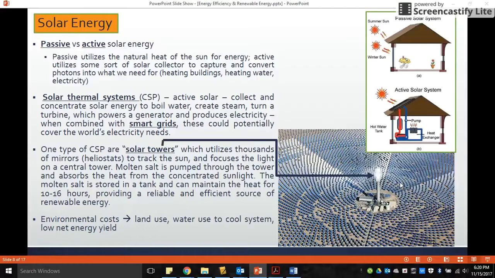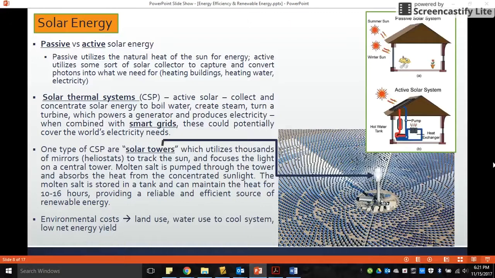Another type of CSP are these solar towers right here. So this is a tower, and then we have a huge array of mirrors around it. So these mirrors can be controlled by a computer, and they can move on their axis in order to basically concentrate and shine the most sun at this solar tower right here. So inside of the solar tower, molten salt is moving through it up and down the tower, and molten salt has a huge heat capacity, so it can store heat for a very long period of time.